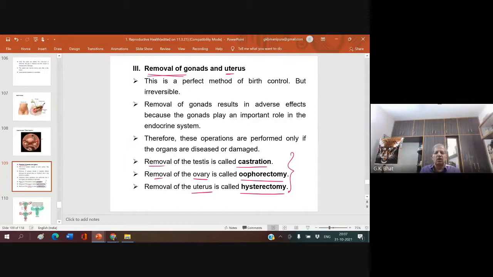Castration, you might have seen that in cattle, where the testis is macerated by keeping them between two wooden flanks. So removal of the testis is called castration. Removal of the ovary is called oophorectomy, and removal of the uterus is called hysterectomy. Please remember these three terms.